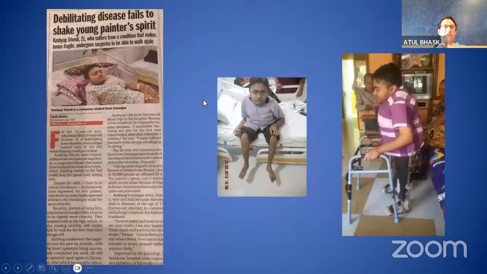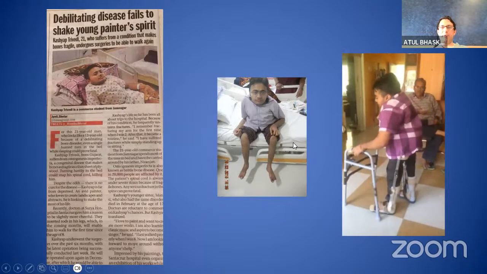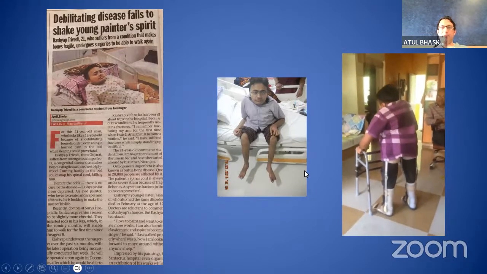And then he now rides a scooter, and he has now joined the National Institute of Design in Ahmedabad for his master's in painting. He's very good in painting.